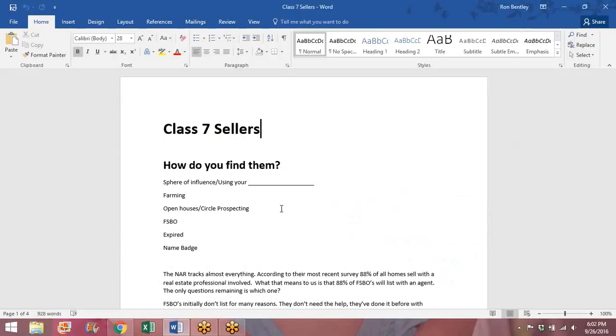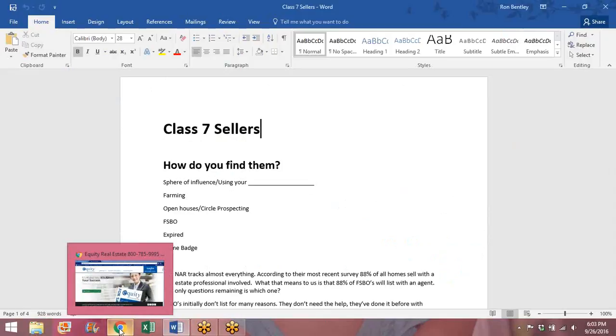So some of the things we do, take a look at your sphere of influence, using your, and the blank there would be your database. So if you want to fill in that blank, database. We've talked about rating your people 1 through 4, A through D, whatever you're thinking about doing. But all of them are good for finding both buyers and sellers. Number one way to find buyers and sellers is your sphere of influence, past clients, staying in contact with them in your database.